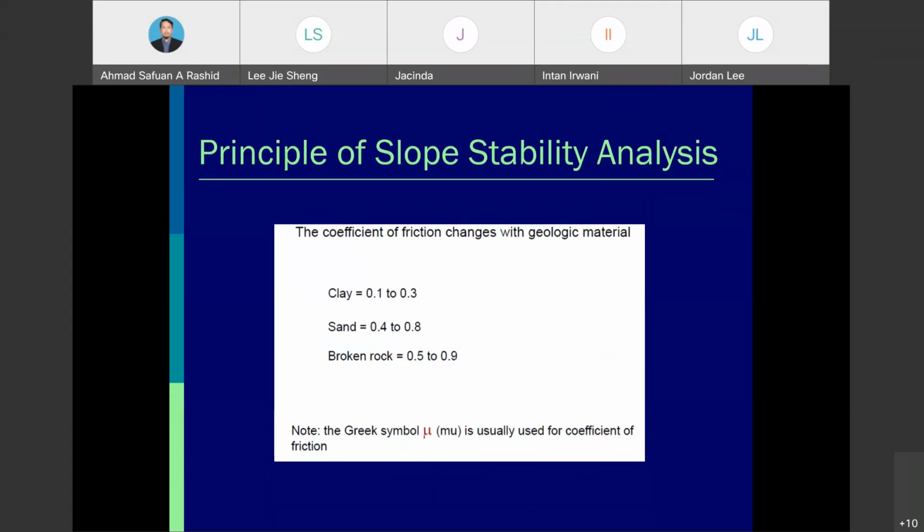The coefficient of friction changes with geologic material. For example, the friction in clay is 0.1 to 0.3, sand 0.4 to 0.8, and broken rock 0.5 to 0.9. This is not a friction angle; normally friction angle we use in degrees. They calculate and determine it using a surface roughness device. Normally mechanical researchers use surface roughness to determine the roughness of the surface. The Greek symbol nu is usually used for the coefficient of friction.